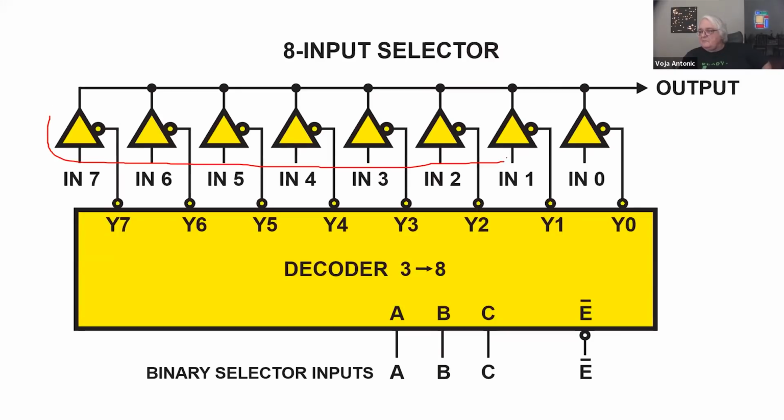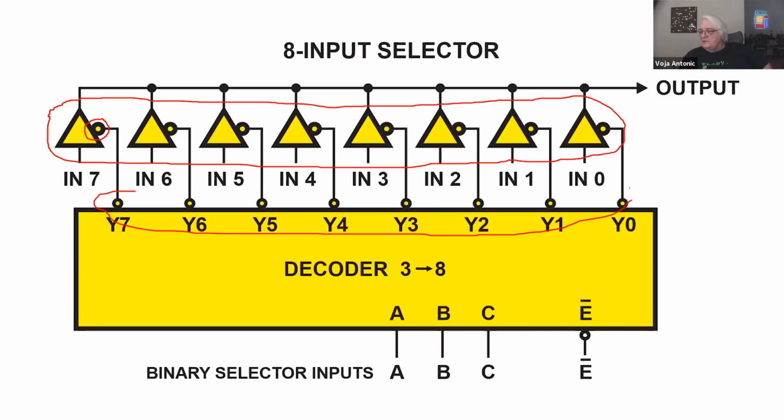You see these 8 buffers. They don't look like inverters, and they are not inverters because they don't have the bubble at the output. They are actually buffers, which are do-nothing circuits. They really do nothing. They just transfer the signal from input to output. But here only when this enable input is active. So only one of these outputs of this decoder is active.